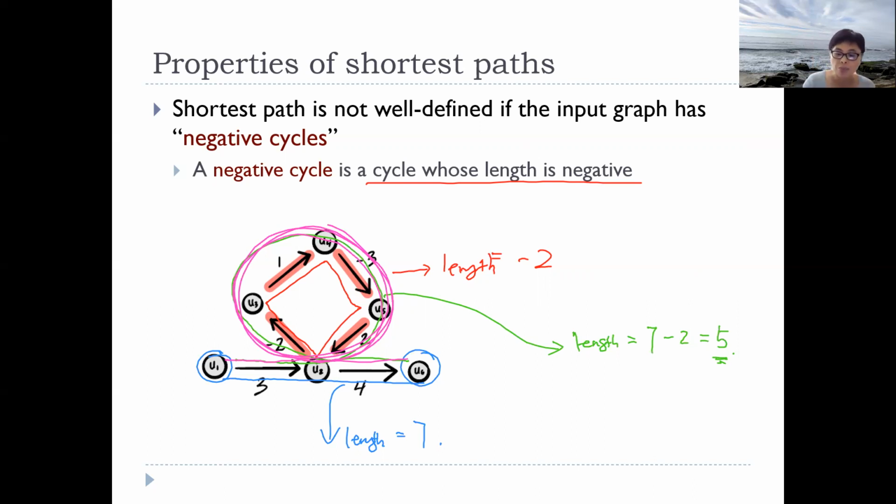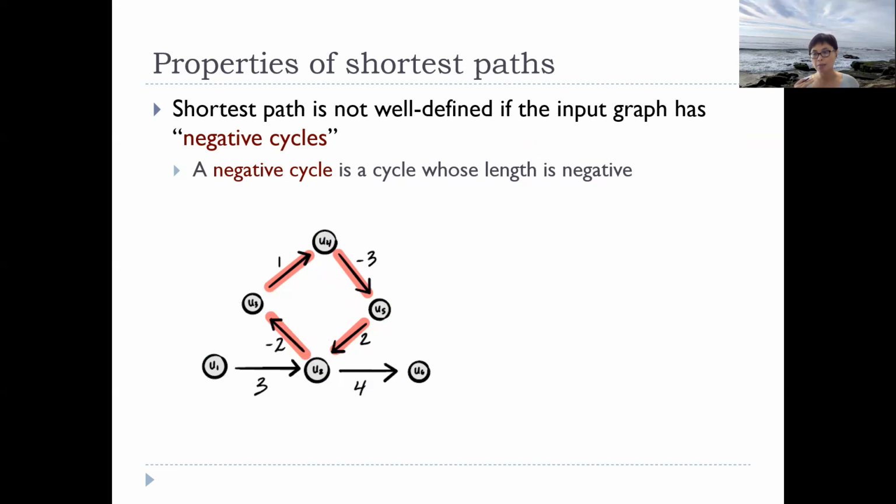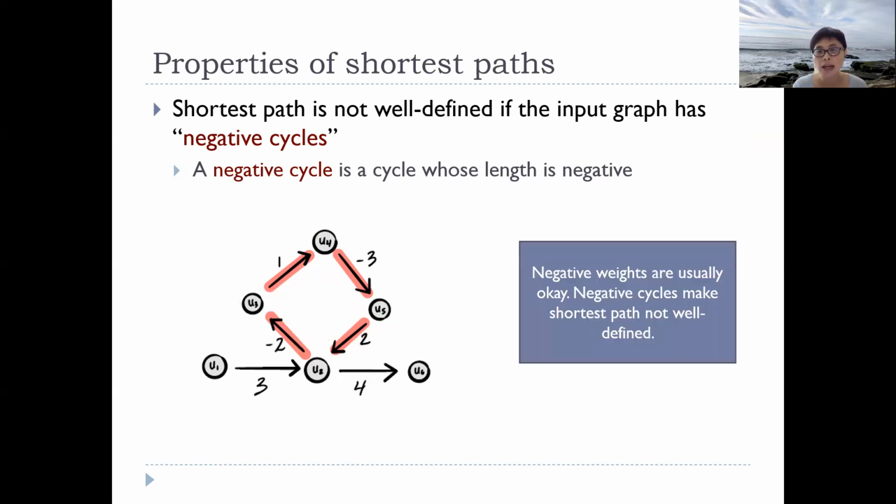So when we talk about shortest paths in a graph, we assume that the input graph can have negative weights, not a problem, but it cannot have a negative cycle. Or maybe we want to identify if there's a negative cycle. If there's a negative cycle, we want to be able to detect it, to know that in this case the shortest path is not well defined.